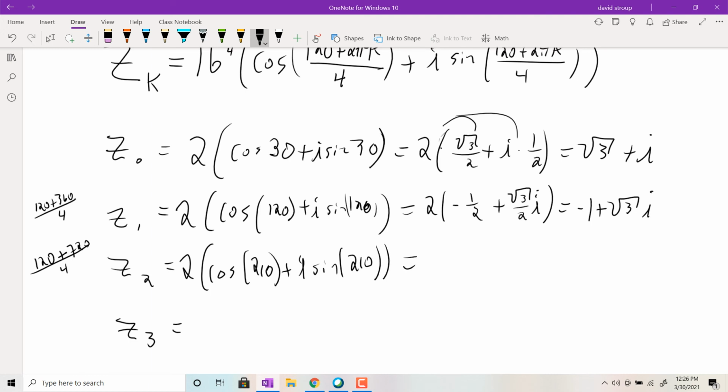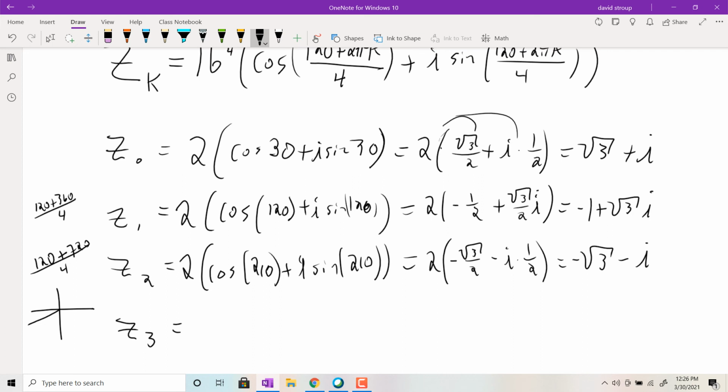Let's be a little more careful this time. So 210 is right here about. The reference angle this time will be 30 degrees. So 2 times, sine and cosine are negative. So negative root 3 over 2 minus i times 1/2. So we're going to end up with negative root 3 minus i.